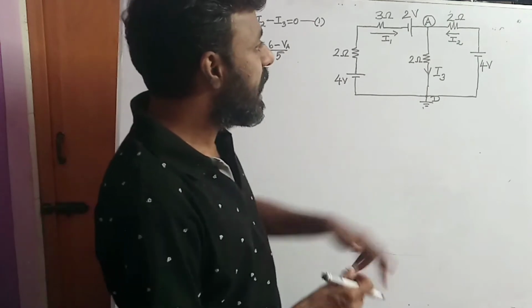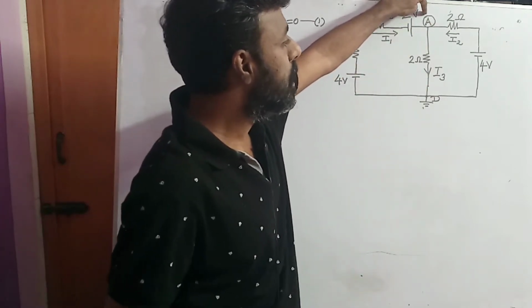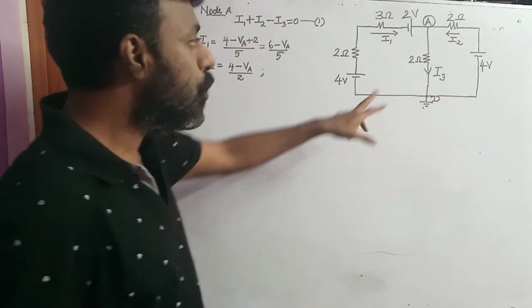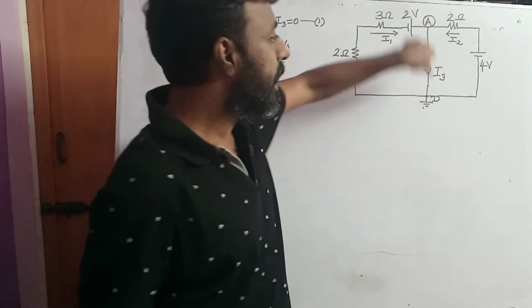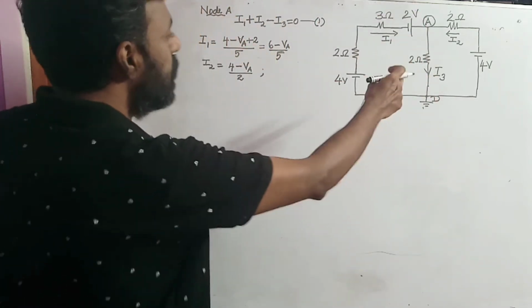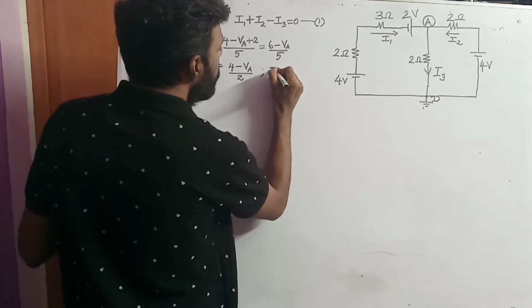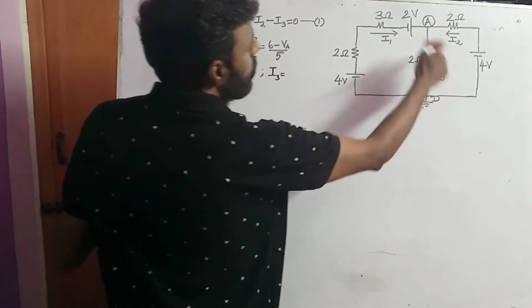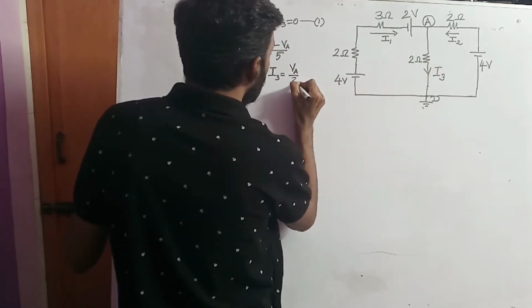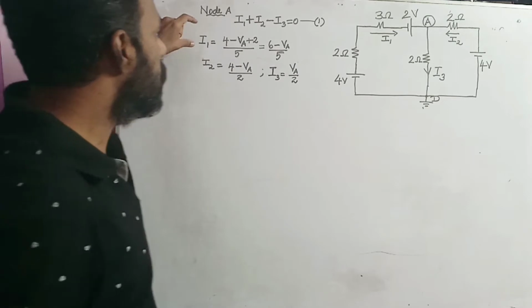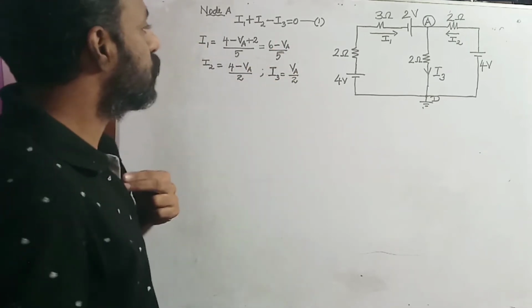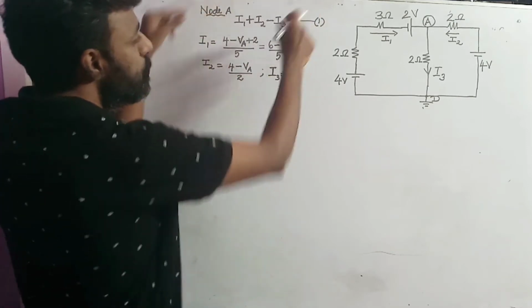In this branch, I have one voltage that has been developed, and I have one resistor value and one current I3 which is flowing. So according to Ohm's law, I3 will be VA divided by the resistor that has been put in this branch. So I3 will be VA divided by R, which is 2. So I have got the value of I1, I2, and I3.